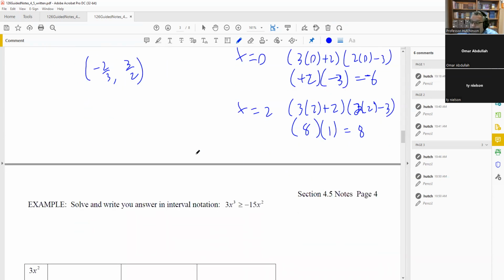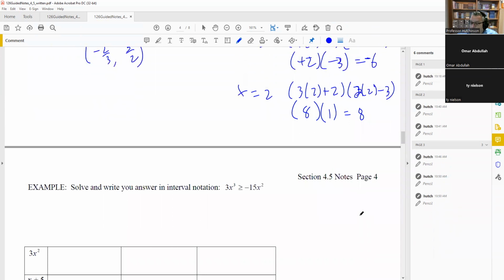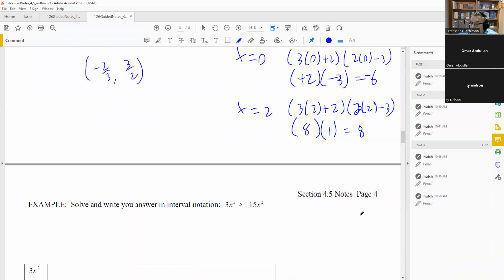Okay, so next, another one right here. So this one, I have to do a little bit of work before I jump to the table method. For this one, you probably want to have it set equal to 0. So what I would do first is I would do 3x cubed plus 15x squared, greater than or equal to 0. Okay, so let's move that over, and I have this.